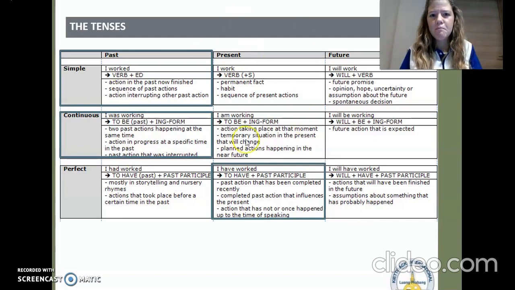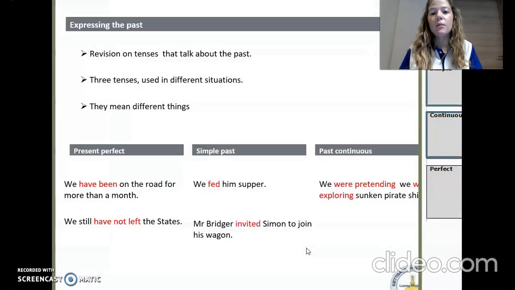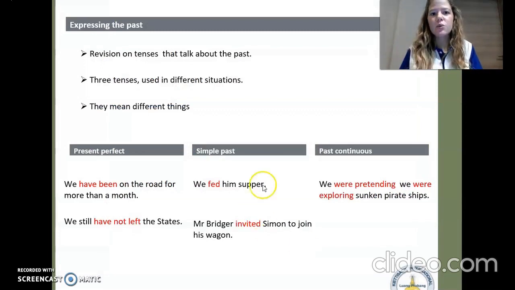This is the big scheme of the tenses that you already know. These are the ones that we're going to cover to express something that happened in the past. That's the main idea. So, expressing the past, we're going to revise the tenses that talk about the past. We're going to cover three tenses, but they are always used in different situations. You use one tense and not the other because you're in a different situation. So they mean different things. Sometimes I use present perfect and not the simple past, depending on when I use it. And when we're using it, I'm going to explain further on.